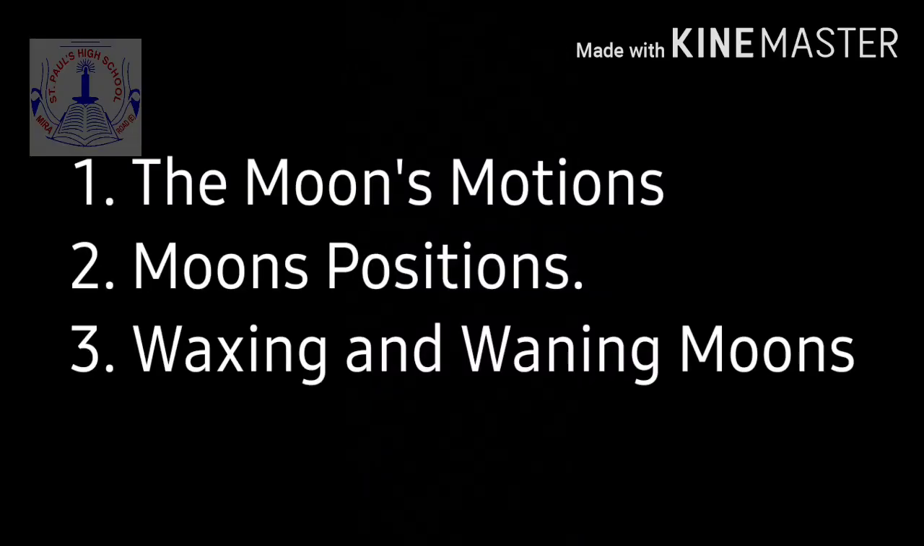Today I will be teaching you geography, the second chapter in geography: the sun, the moon and the earth. Students, in the previous part we had covered the following topics: the moon's motions, the moon's positions and the waxing and waning moon. Now further we will continue with the rest of the chapter.